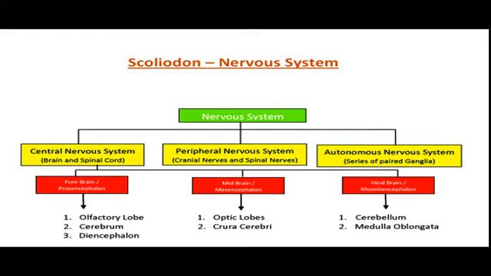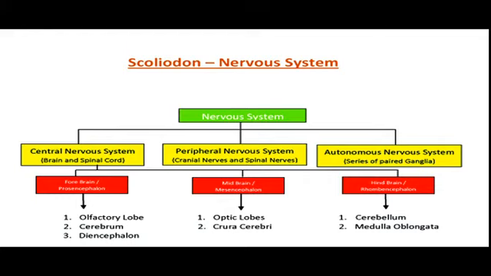The nervous system of Scoliodon has three divisions. First one is central nervous system, which includes the brain and the spinal cord. Second division is peripheral nervous system. This division includes the nerves which arise from brain, cranial nerves, and the nerves which arise from spinal cord, spinal nerves. The third division is autonomous nervous system. This includes a series of paired ganglia.